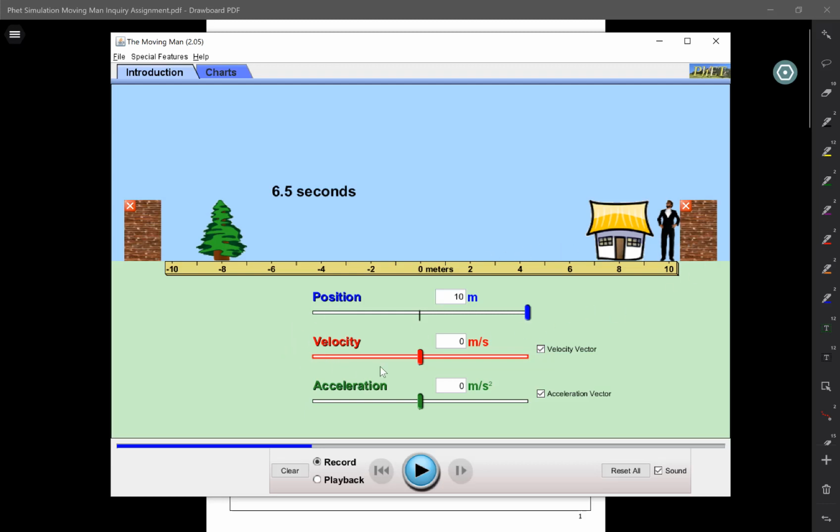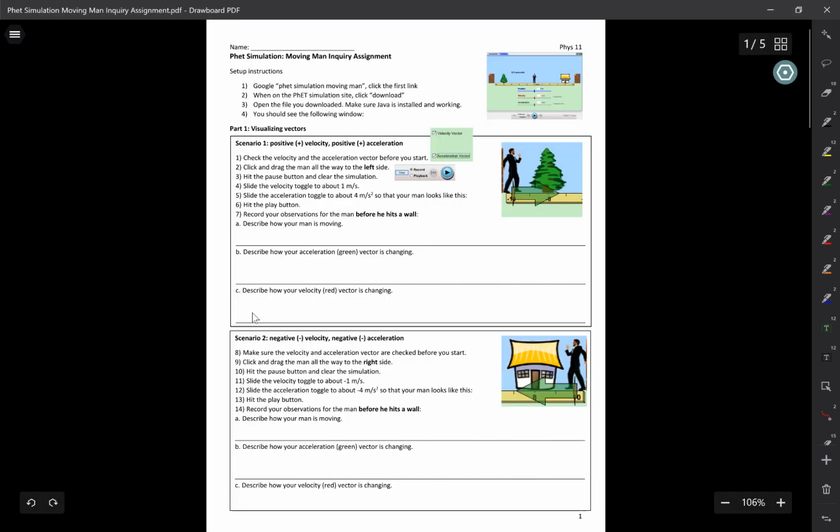And I wonder if you saw down here in the velocity tab whether or not this number was changing or not. So you can use that to piece the puzzles together and write your description on how your red vector is changing over time. So that is your scenario 1, when your velocity and acceleration are both in the positive direction.